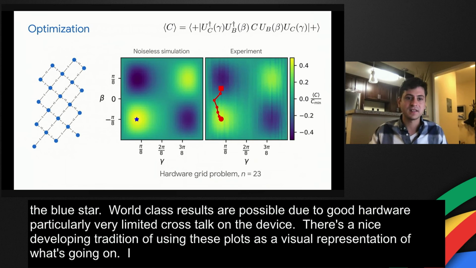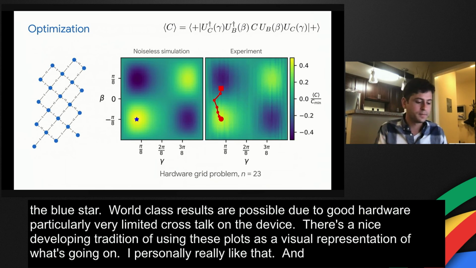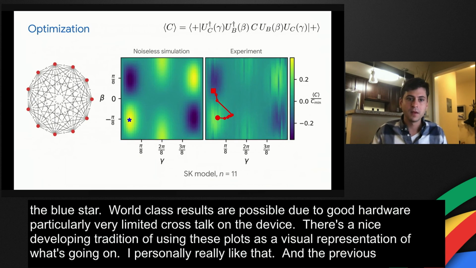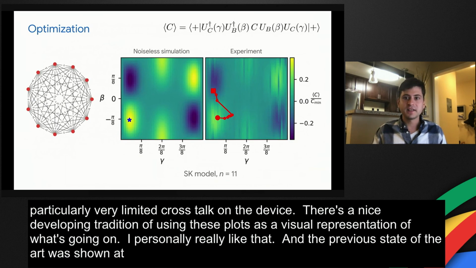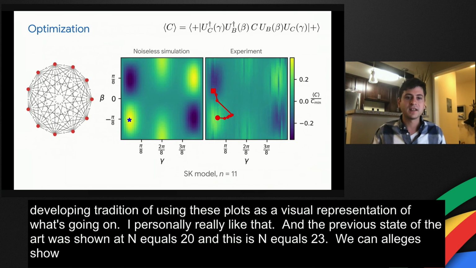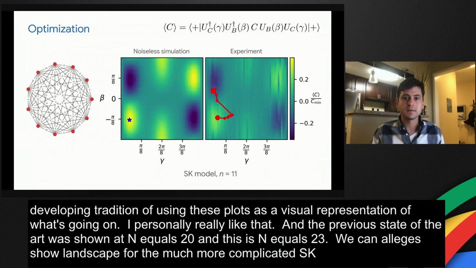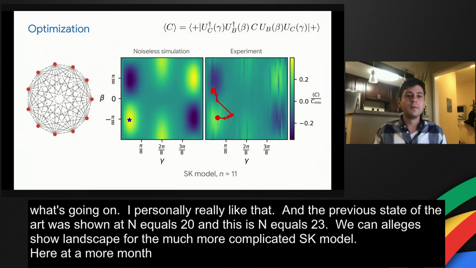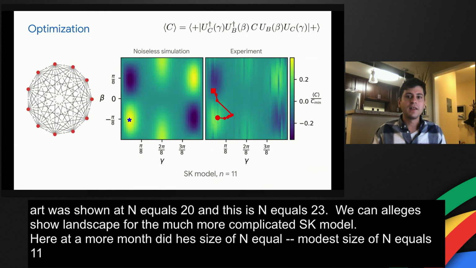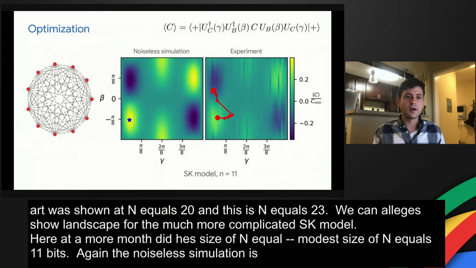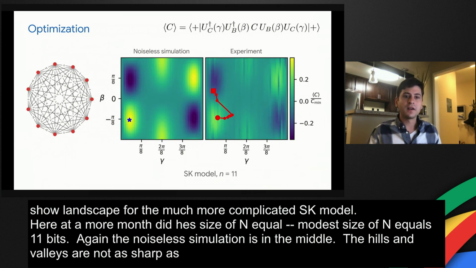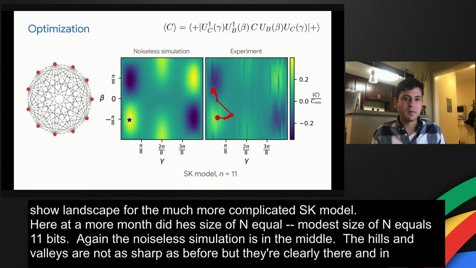And the previous state of the art for these plots was shown at n equals 20. And this is n equals 23. We can also show a landscape for the much more complicated SK model, here at a more modest size of n equals 11 bits. Again, the noiseless simulation is in the middle and the experiment is on the right. The hills and valleys aren't as sharp as before, but they're clearly there and in the correct location. The classical optimizer is still able to climb uphill.